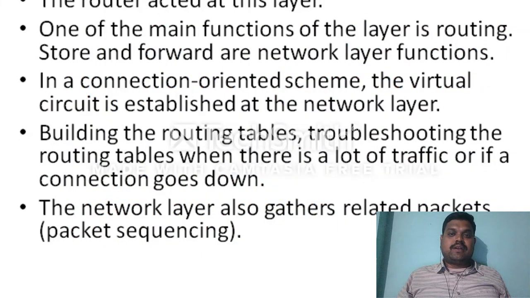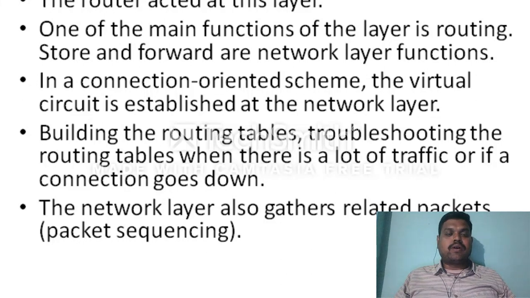Then the third layer is the network layer. The network layer is very important, and it uses the store and forward method for routing. The main functionality of the network layer is routing, and there are two types of routing possible: connection oriented and connectionless. We will discuss those later in the syllabus. So building routing tables, troubleshooting the routing tables when there is a lot of traffic, or if a connection goes down, or if any device is left out of the network, all this traffic related information will be handled by the network layer.